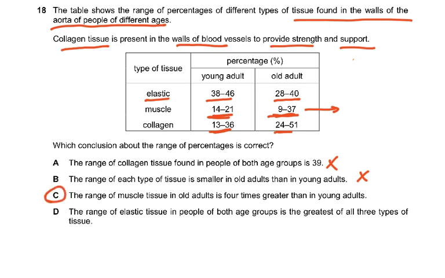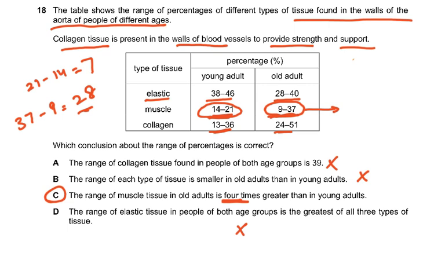D, the range of elastic tissue in people of both age groups is the greatest of all three types of tissues. Well, not necessarily. You see, if you do this calculation, 21 minus 14 is 7 here, and 37 minus 9 is 28. So 4 times 7 is 28. If you know your tables well, you'll probably figure it out.